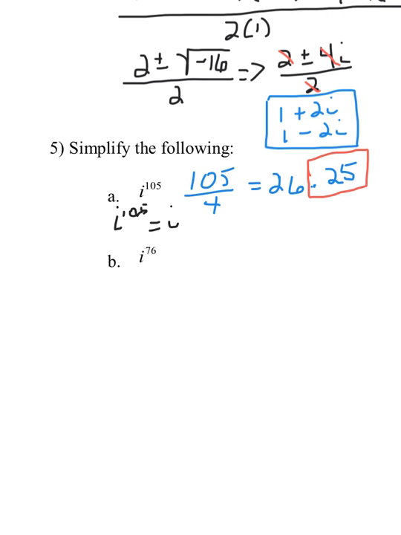Okay, what about this one, 76? i to the 76. Well, 76 divided by 4 is an even 19. So 19.00. This means I don't have any remainder. That means that my i to the 76 power is going to equal 1.